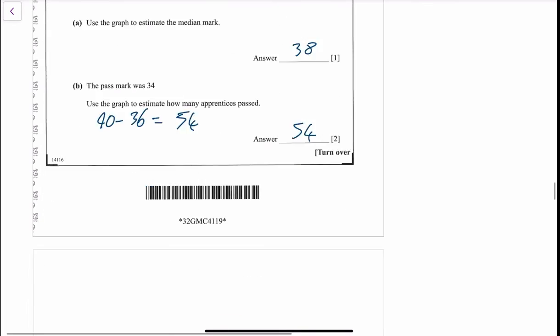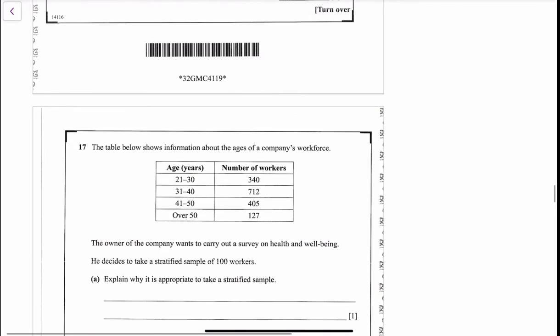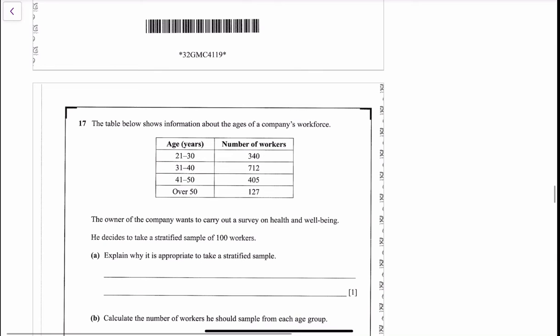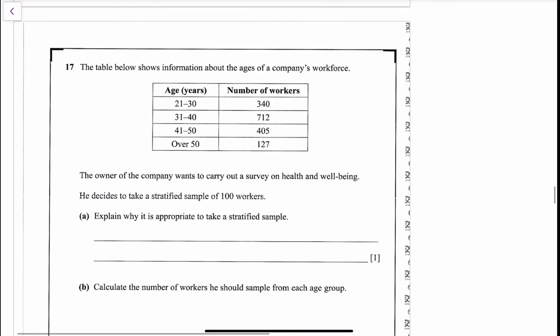Okay, question 17 I think we're on. Happy days, yep. Quite a bit to go still, unfortunately. Okay, the table below shows information about ages of a company's workforce. If you total them up, what you get is a total of 1,584 people. The question says, the owner of the company wants to carry out a survey on health and well-being. He decides to take a stratified sample of 100. Explain why it is appropriate to take a stratified sample. Because you have distinct groups.